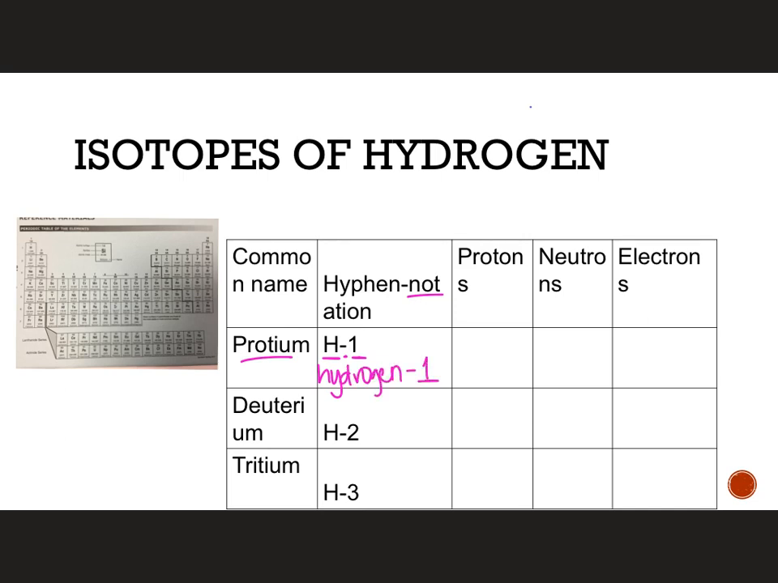What that means, this is your mass number. Hydrogen has an atomic number, so all these are about hydrogen. Hydrogen has an atomic number of 1. So that means we have 1 proton for all of these.